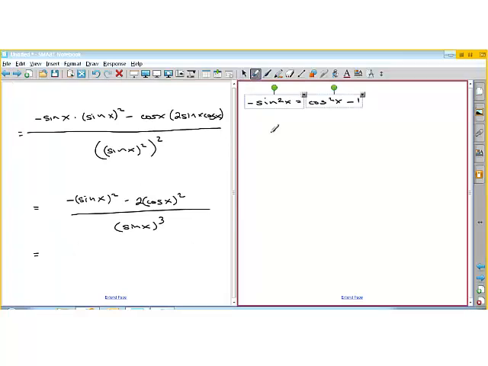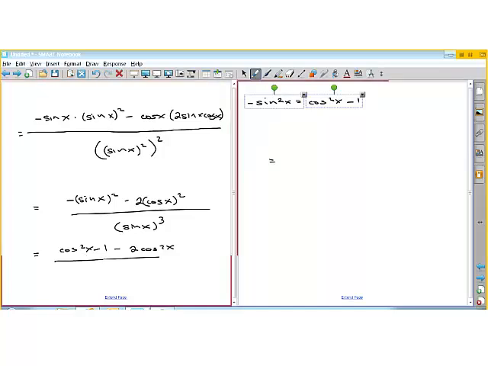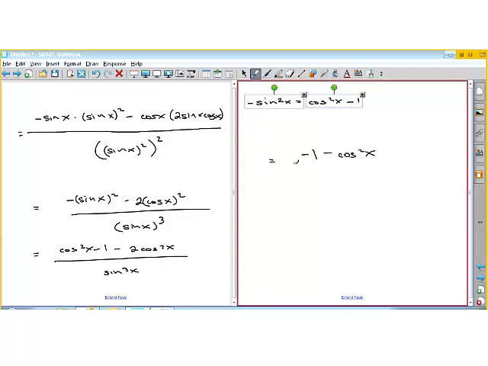So let's go over here. So this is equal to that. So you get the cosine squared of x minus 1 minus 2 cosine squared of x, all divided by the sine cubed of x. And again, that simplifies down to negative 1 minus cosine squared of x, all divided by the sine cubed of x, which is exactly the same answer.